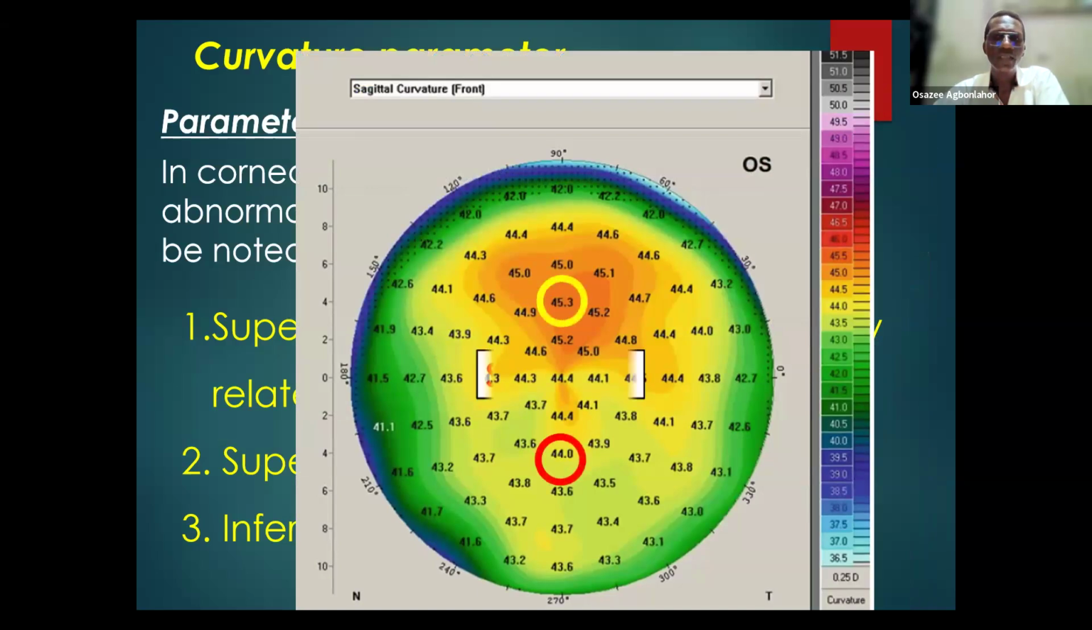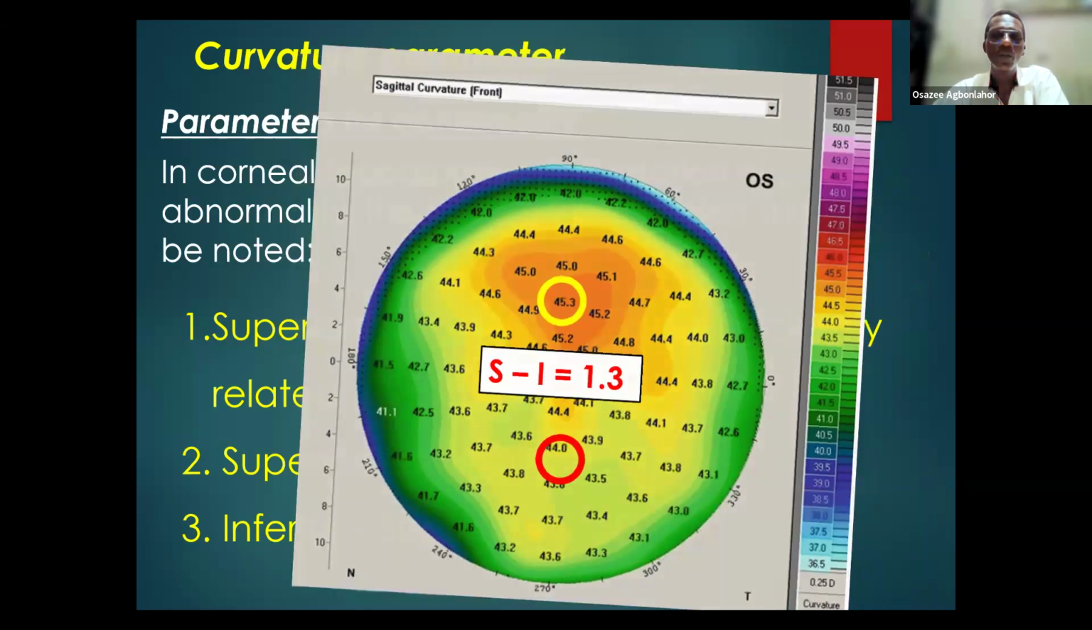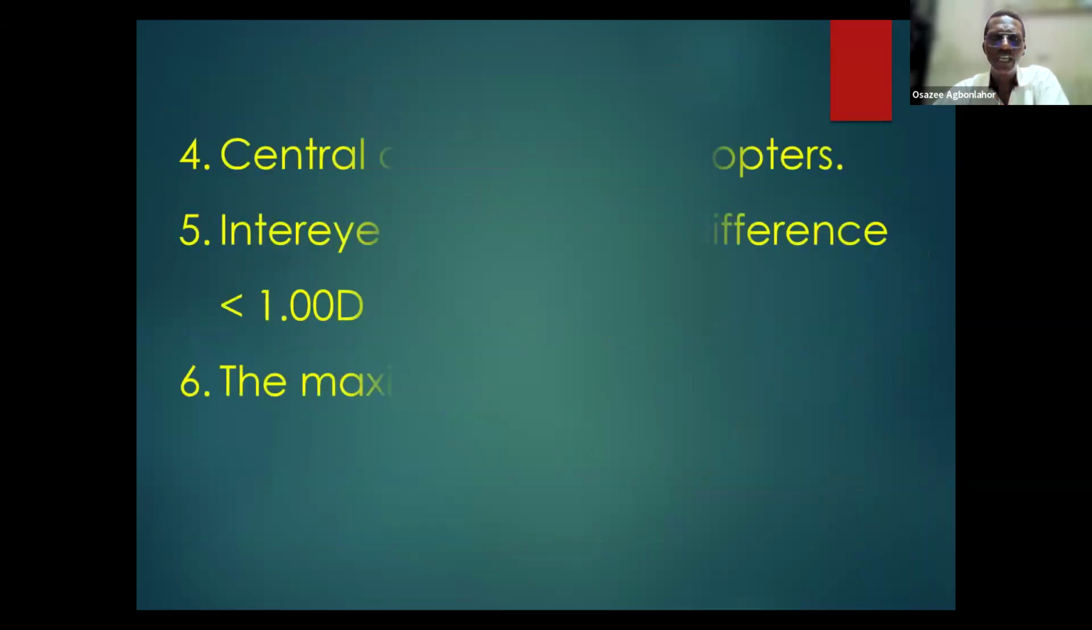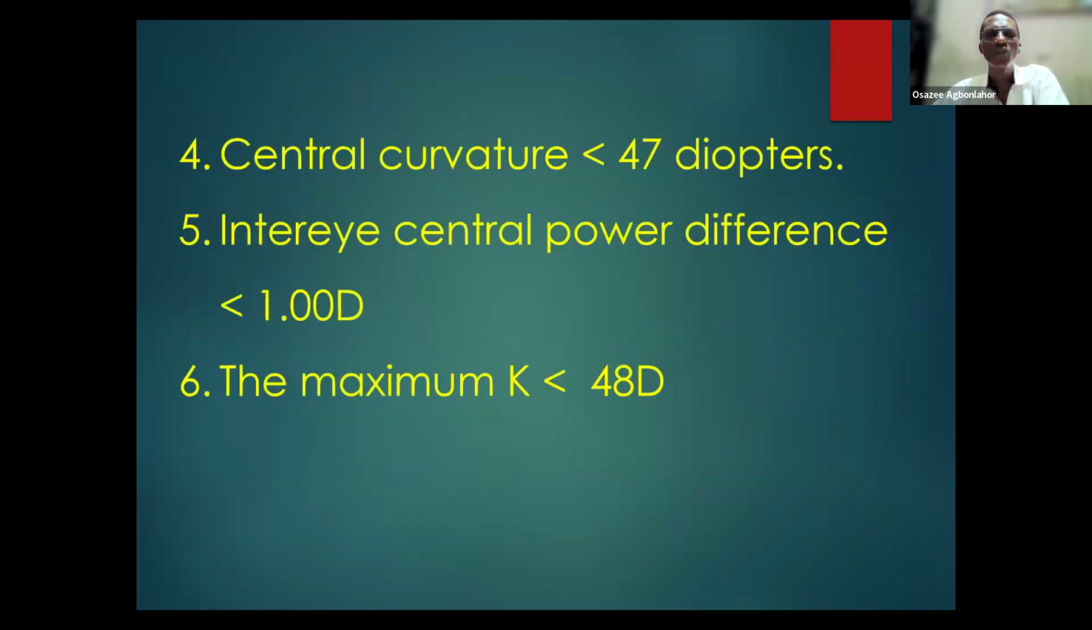So let's do that. Here, superior over 2. Though it is asymmetrical, superior minus inferior is equal to 1.3, which is less than 2.5. So this is also fine. This is still within the normal range, according to what we have in this slide here.